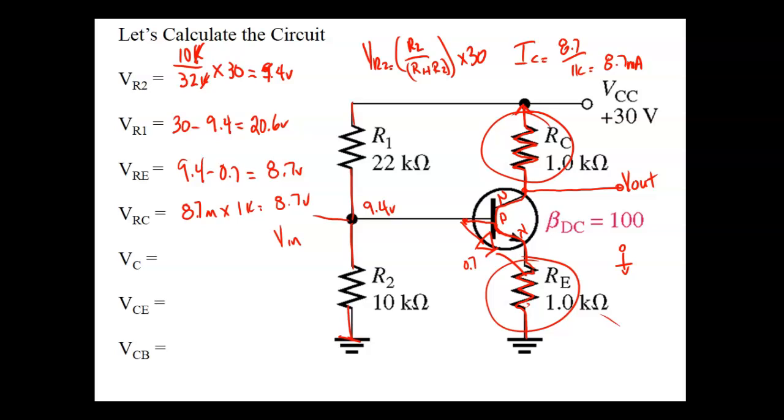According to Kirchhoff's law, the sums of the voltage drops have to equal the applied voltage. I know that RC is dropping 8.7 volts. So I'm trying to figure out what's left over between that point right there and common of the circuit. So VC is going to be equal to VCC minus VRC. That's what's going to be left over, right? You understand that?